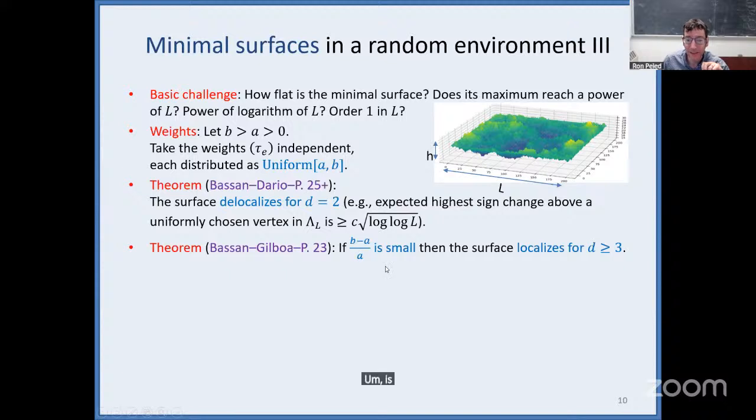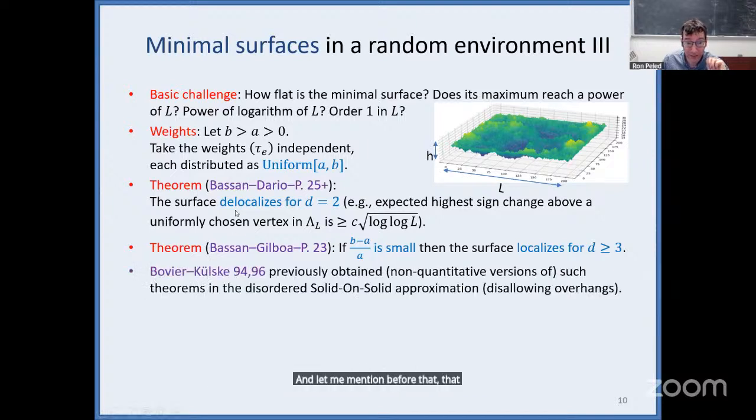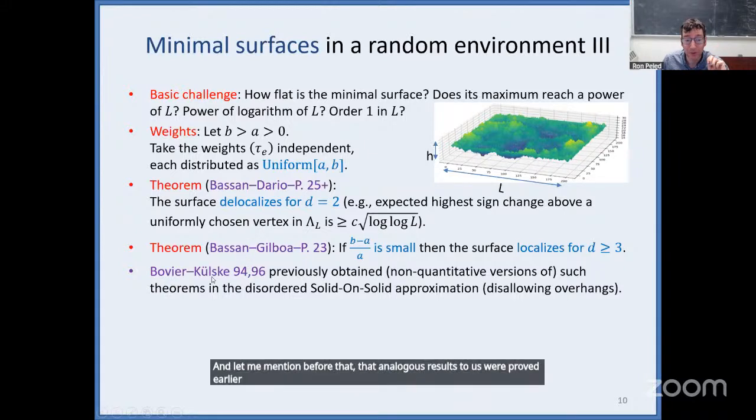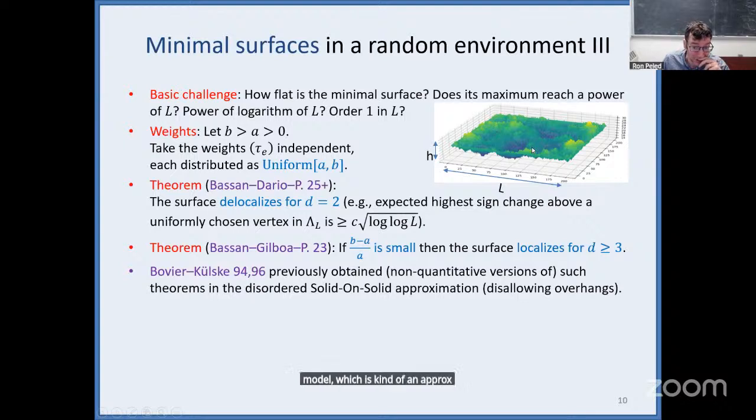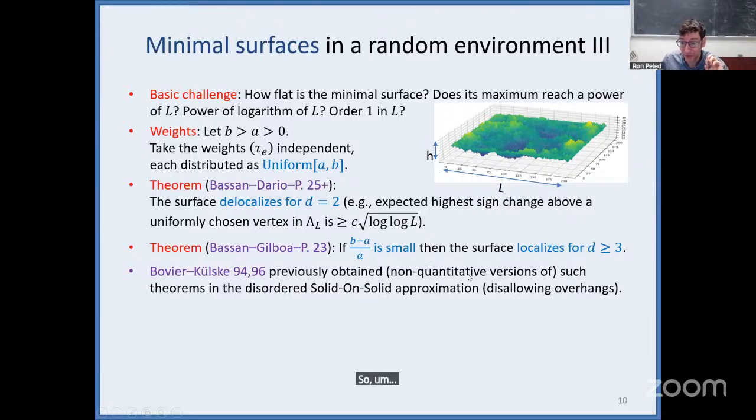Is this condition necessary? What is expected on the surface? Let me mention before that analogous results were proved earlier by Bovier and Külske, but not for this model, but for the so-called disordered solid-on-solid model, which is an approximation of this model, but it's easier because it disallows overhangs. I'll go back to overhangs later, but they are actually a significant issue here. So these are the results.